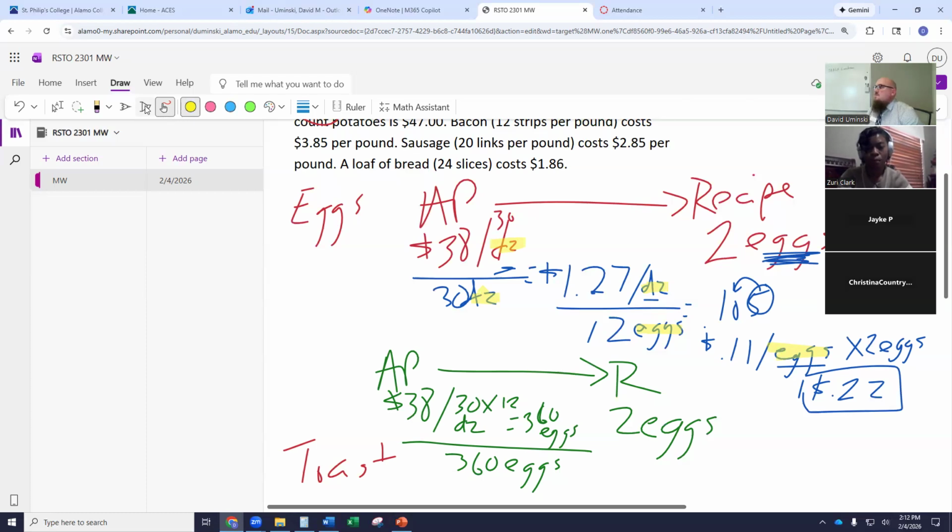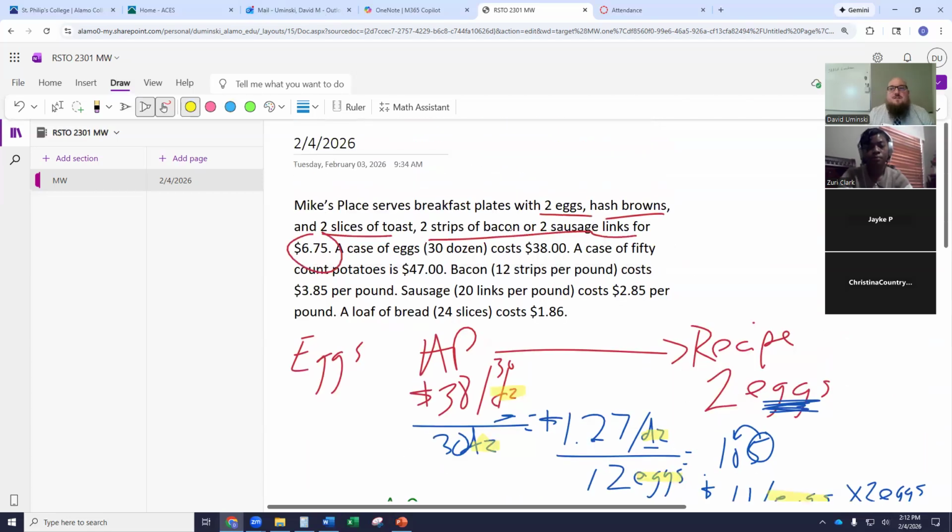Questions, comments, concerns? Not at the moment. Cool. So what I'm going to do is come up here and do our eggs, hash browns, toast, and then bacon or sausage. And I'm going to do 22 cents for my eggs. Okay, cool. Let's do hash browns.